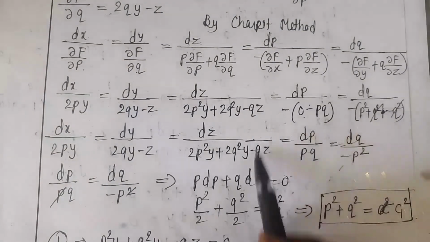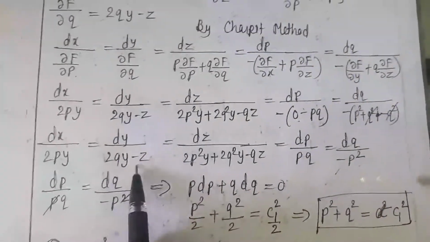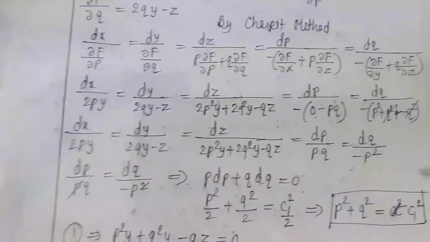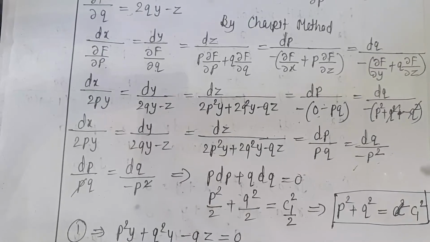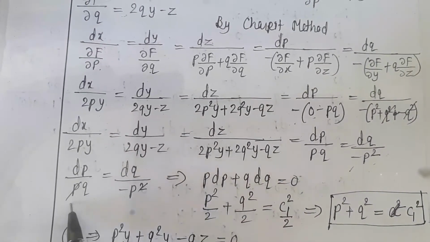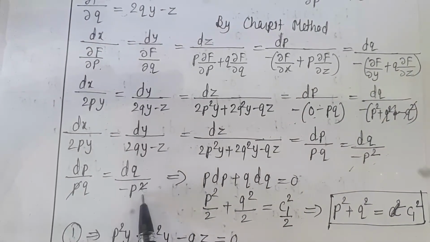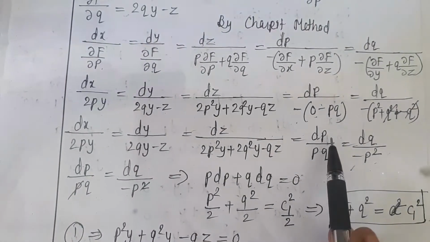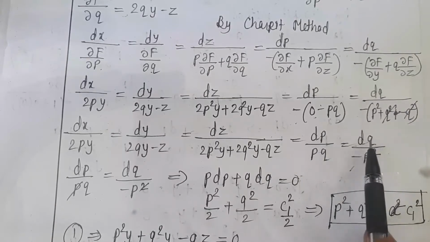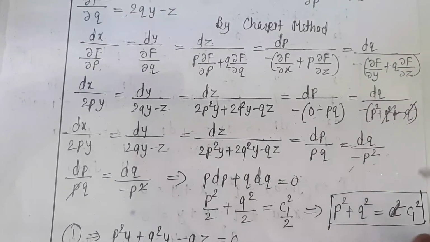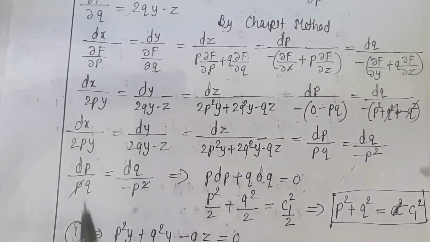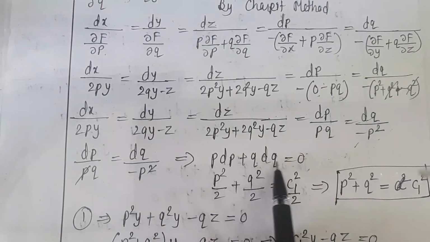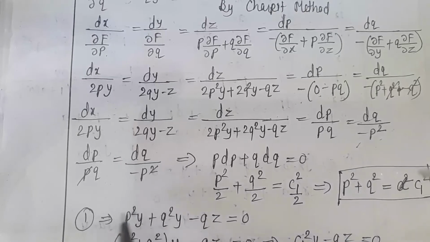So we can consider any two ratios again, but first-second is not possible, first-third is not possible. So we can consider here the last two ratios: dp/pq = dq/(−p²). While considering ratios, always remember that if we consider dp and dq, then the equation must be in terms of p and q only. So take care of that. So this becomes p dp + q dq = 0.